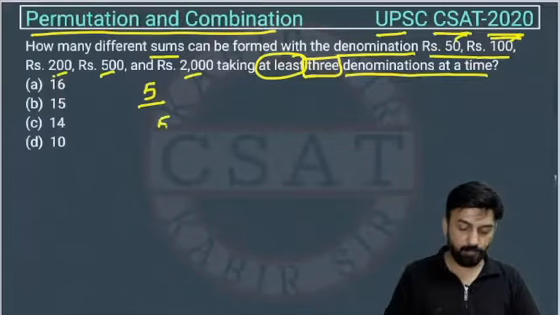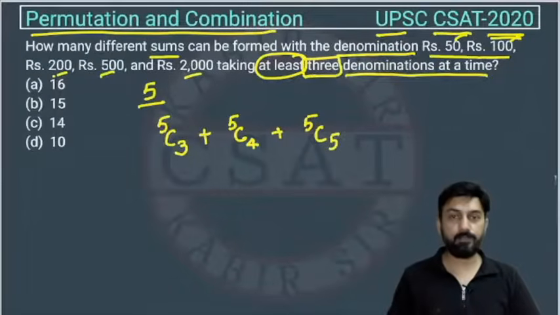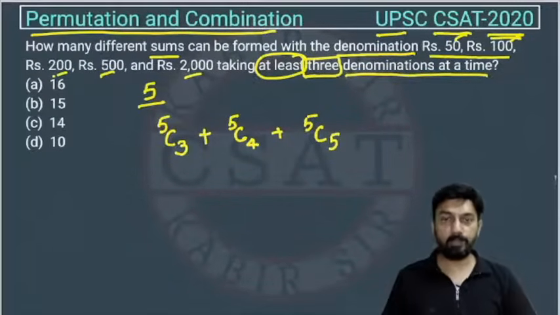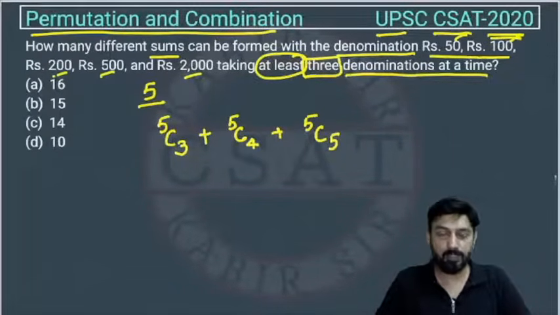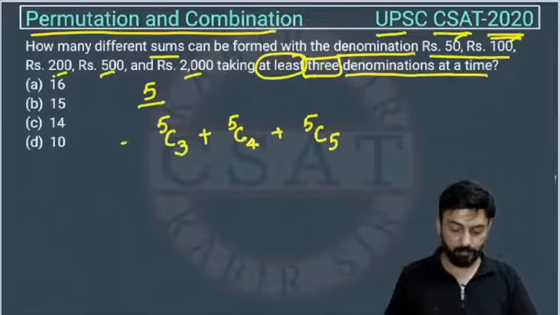So what we can do, we can take any 3, so 5C3, or we can take out of 5, 4, or we can take all 5 denominations, right? So we can select either 3 or more, because in the question they have given at least, so we have to take at least 3, and we can take more than 3 also, right? So how many more than 3 can there be? 4 or 5, because we have a maximum of 5 only, right? So now we will solve this and we will get the answer, right?